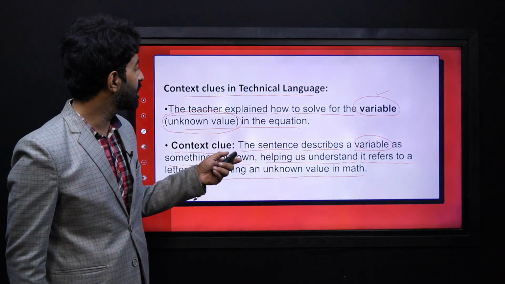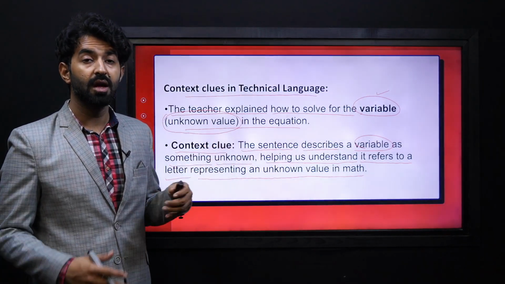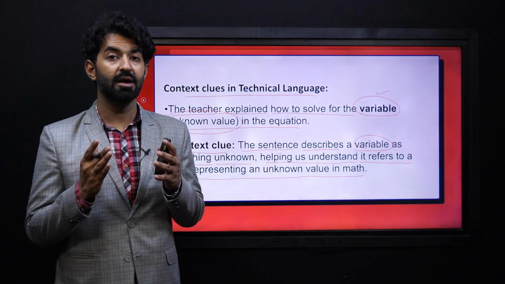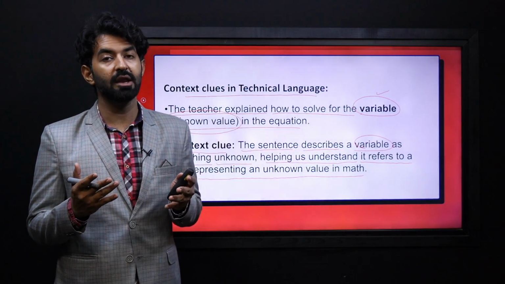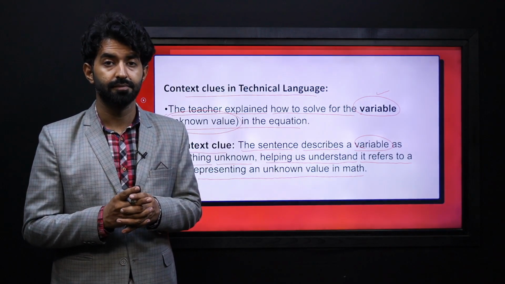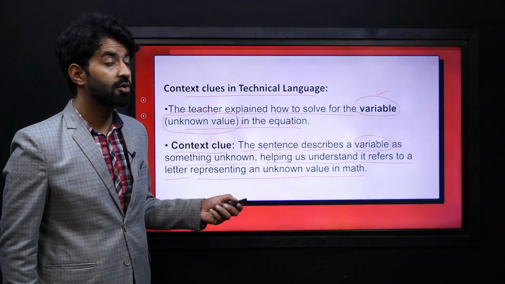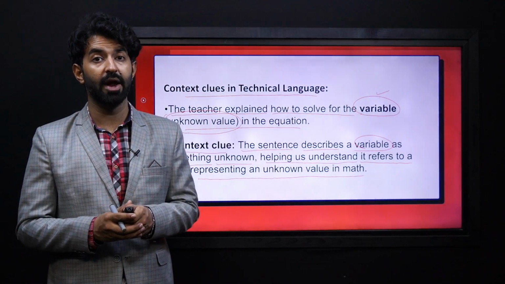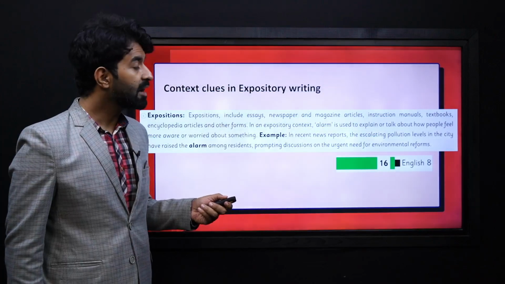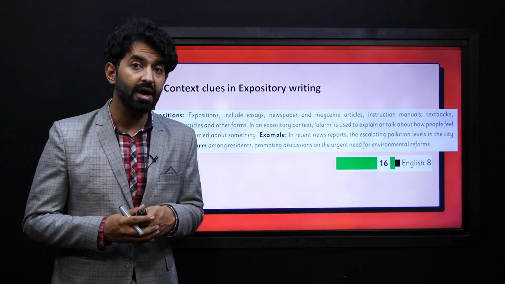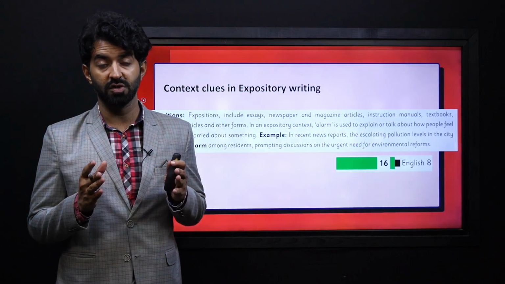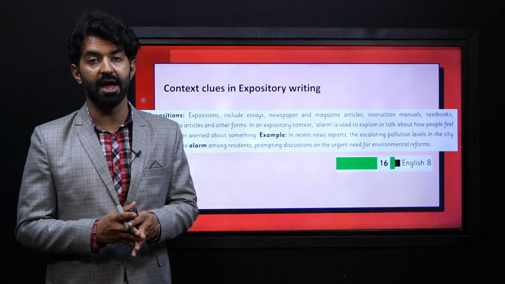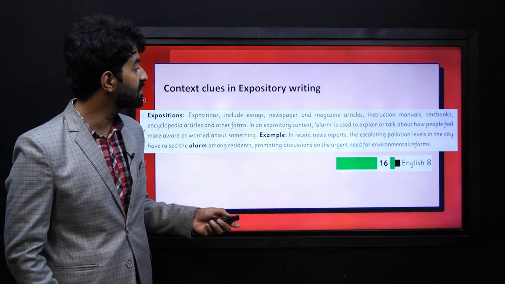Here, for variable, I'm given a hint: unknown value. So I will infer that an unknown value can be any variable in mathematics. So this is how you find contextual clues in technical language or technical writing. Now, let's look at another kind of writing mentioned in the student learning outcome after technical language: expository language, or expository writing.